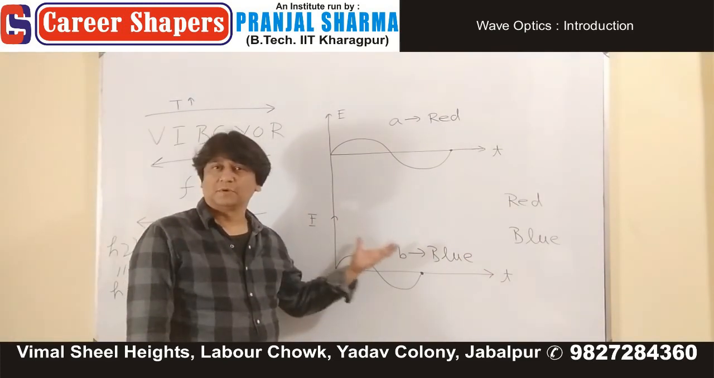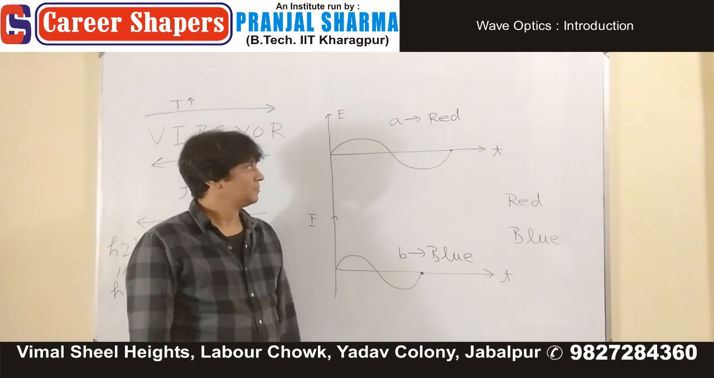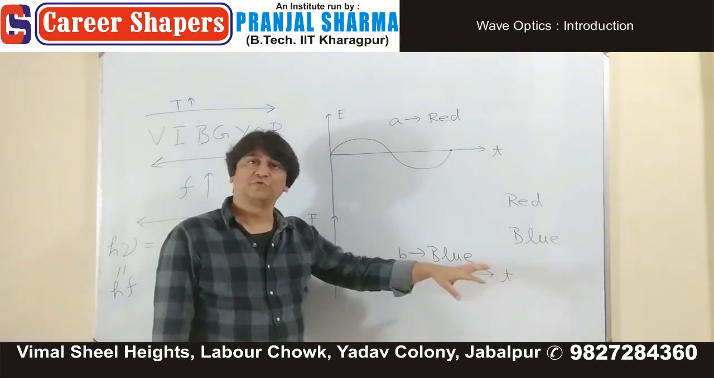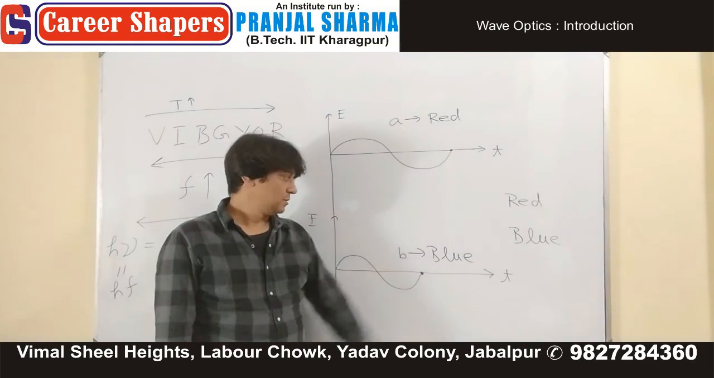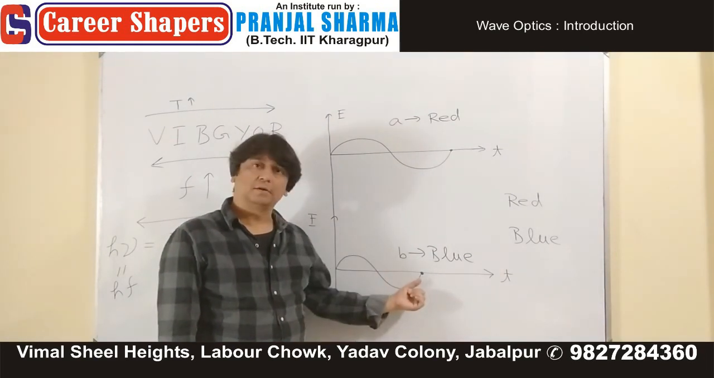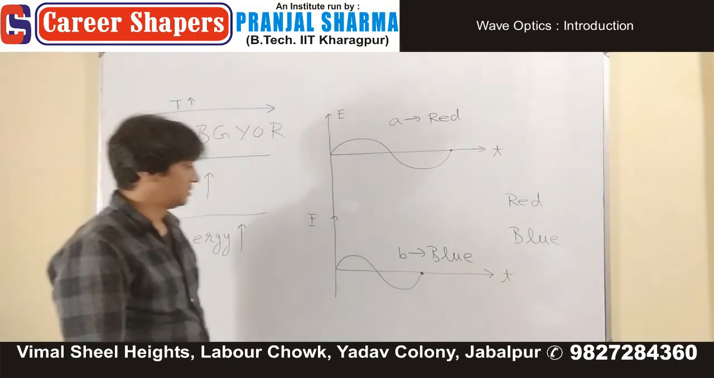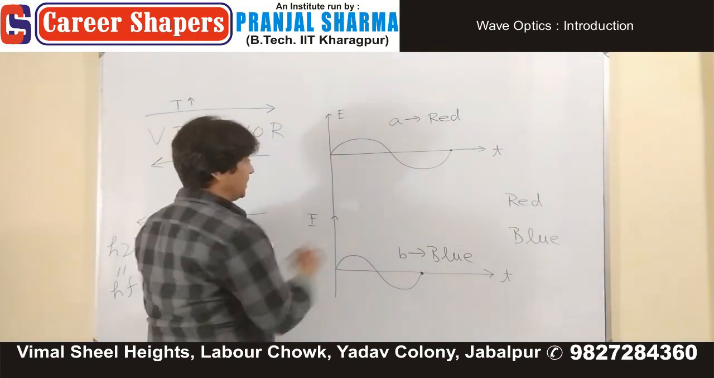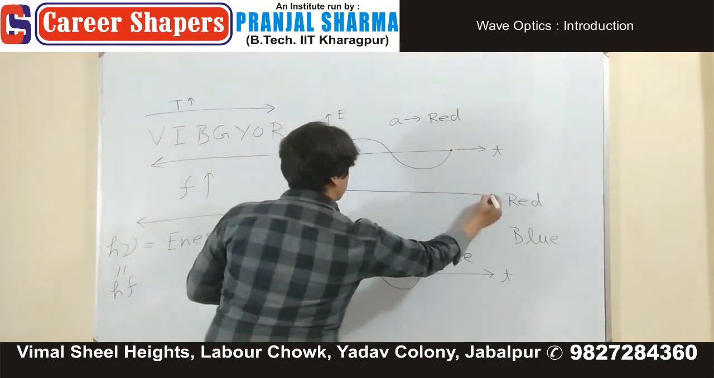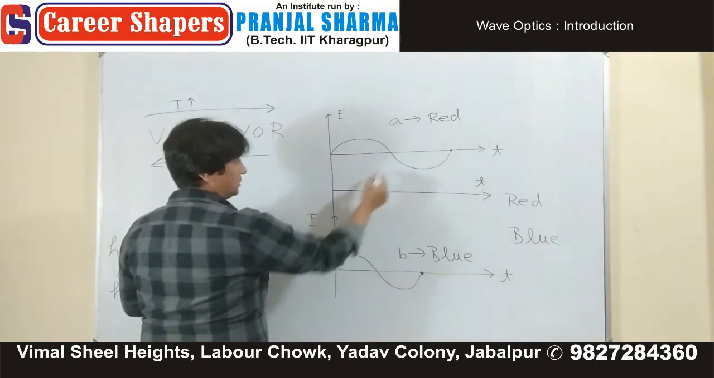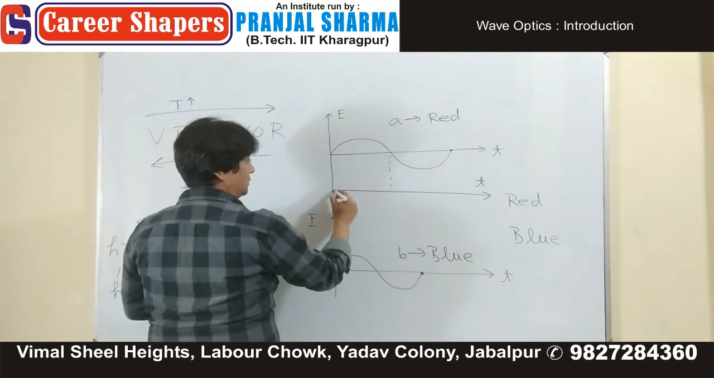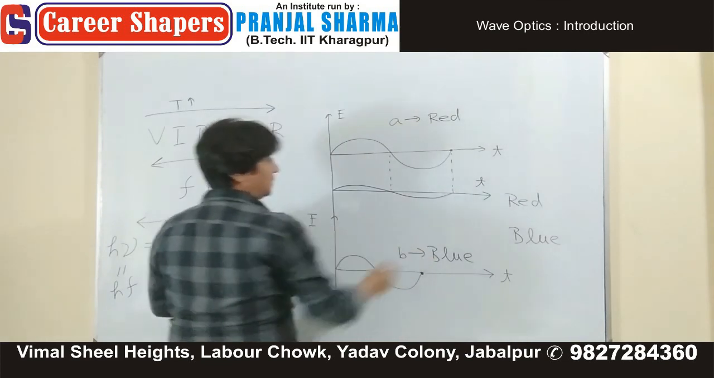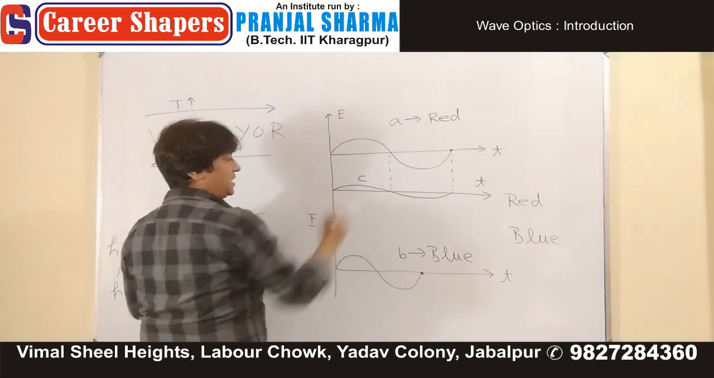You can expect simple questions like these. More time period, less frequency, less energy. Less time period, more frequency, more energy. Now, if somebody decides to draw a graph like this, A, B, this is graph C.